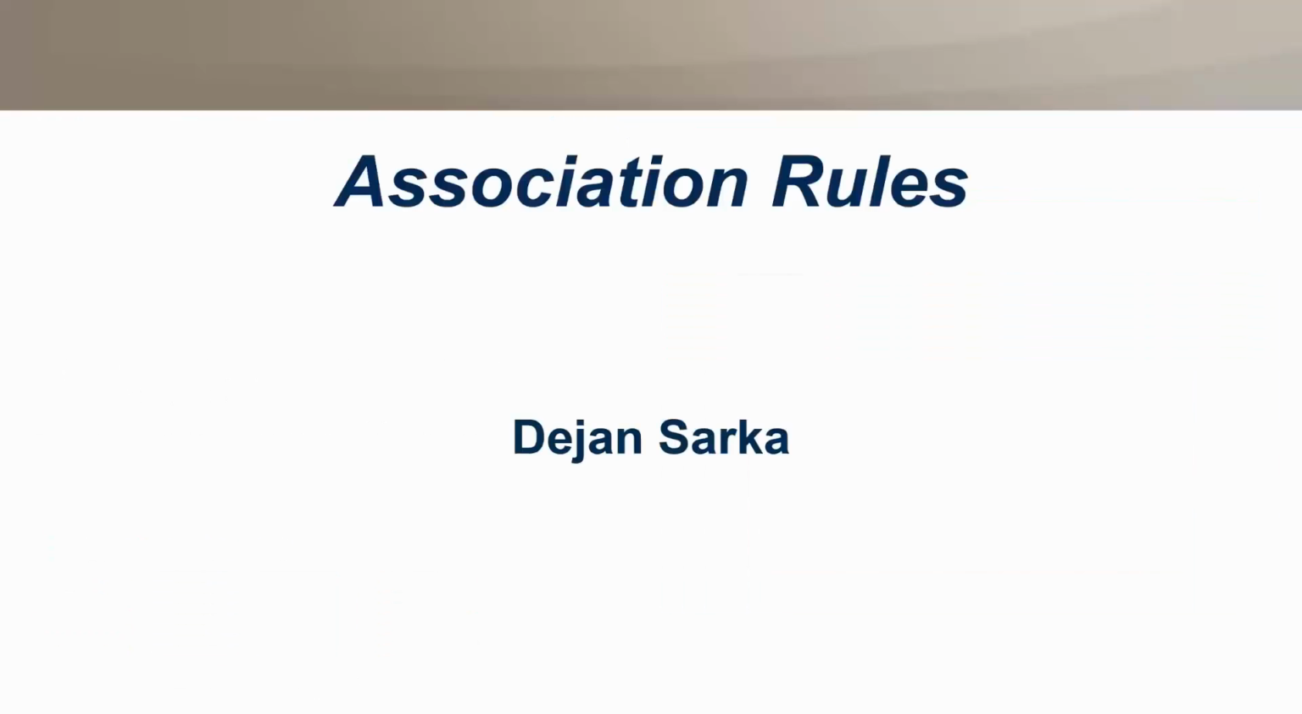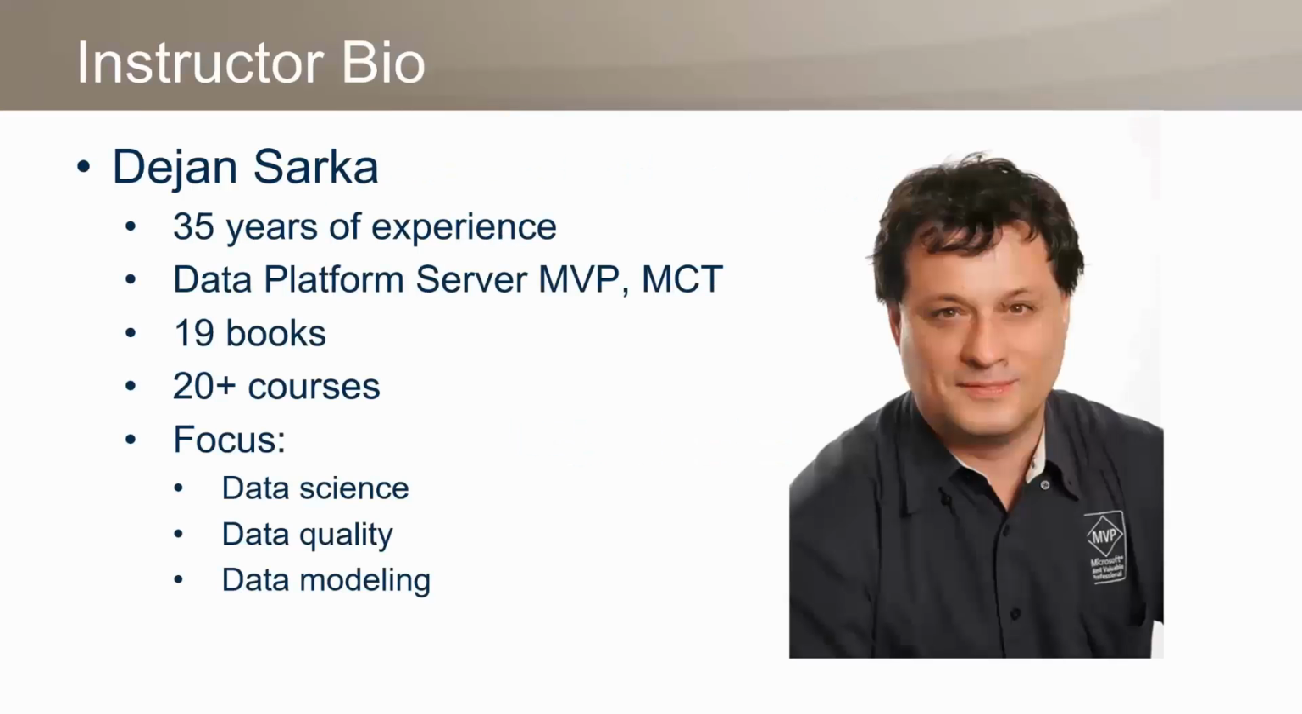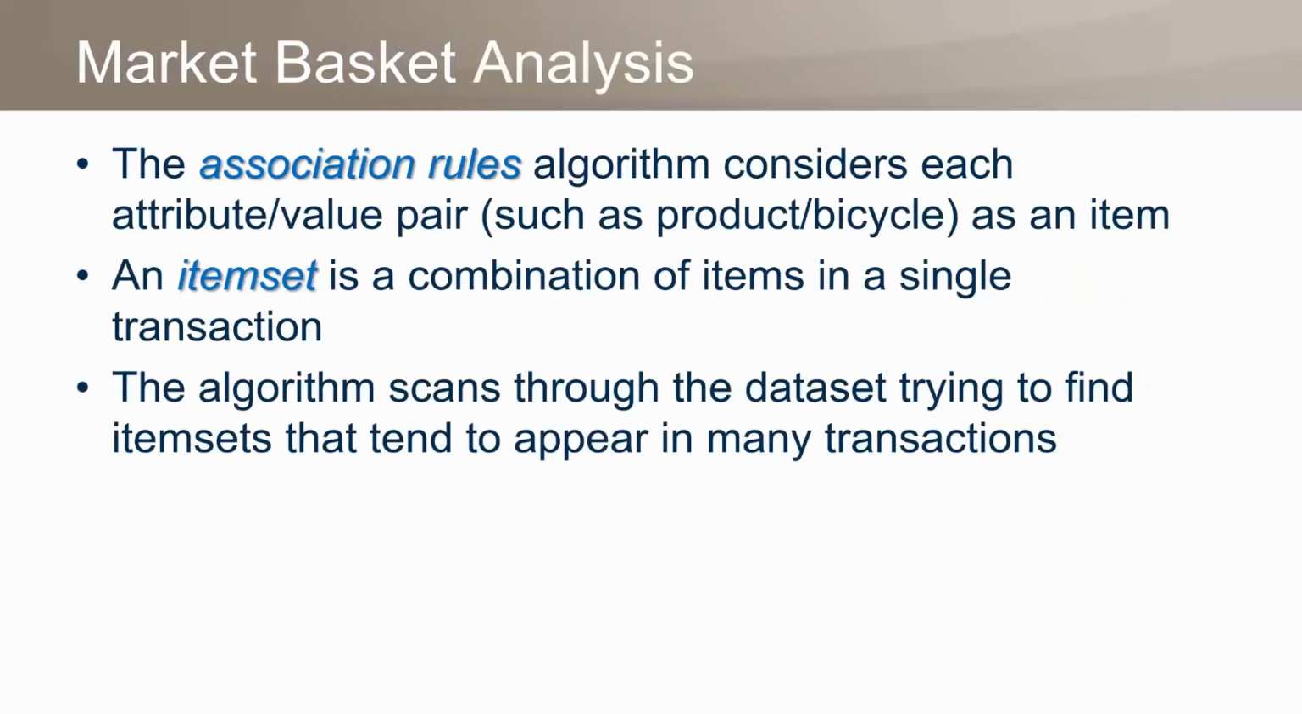And I will talk, as Michael mentioned, about association rules. It's not 9,000, it's only 19 books so far. Otherwise, he told everything.